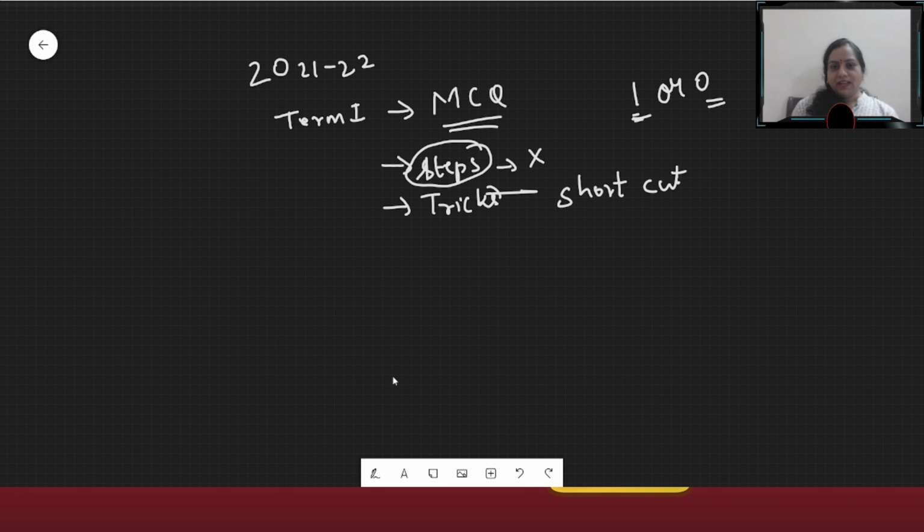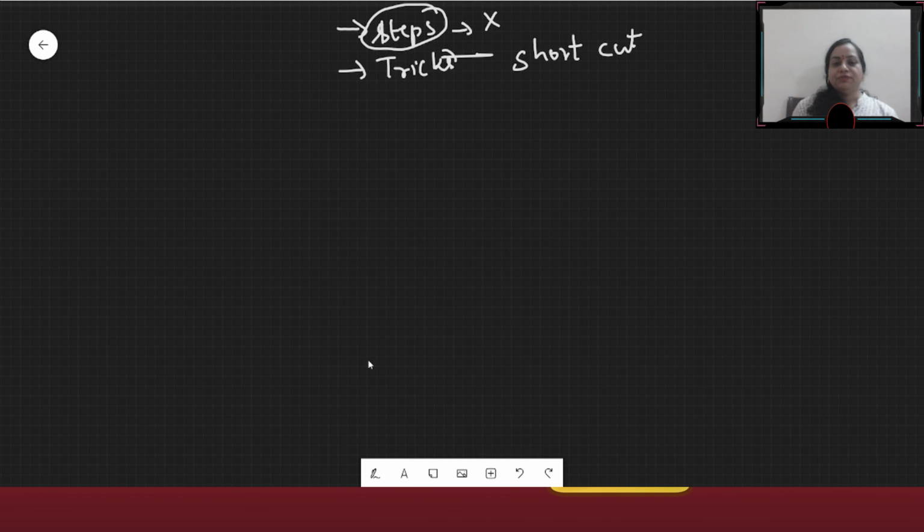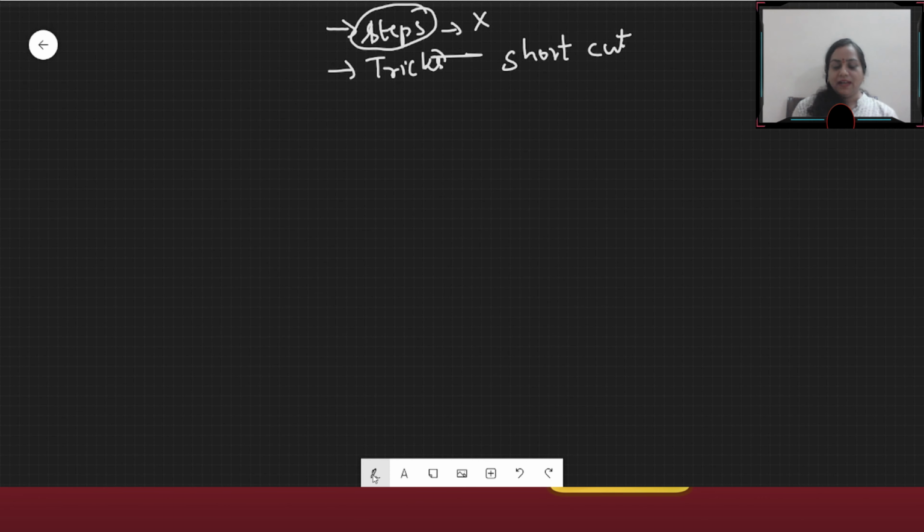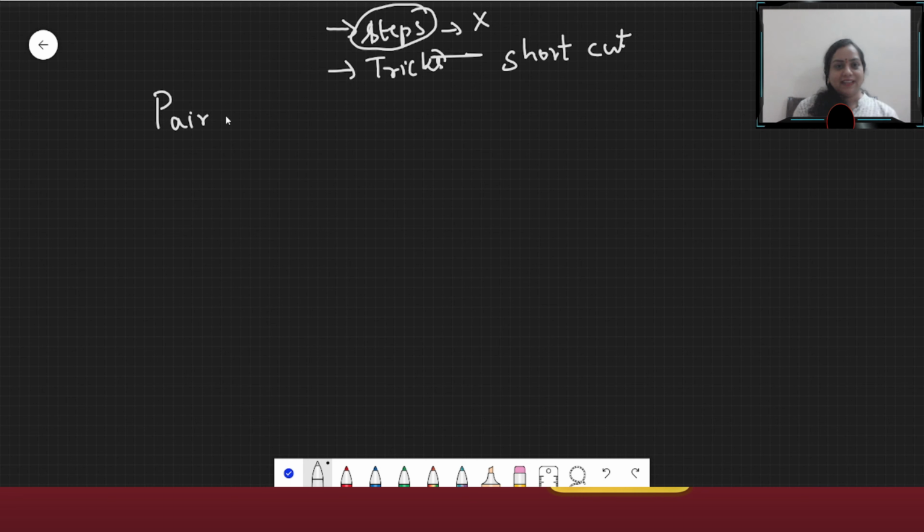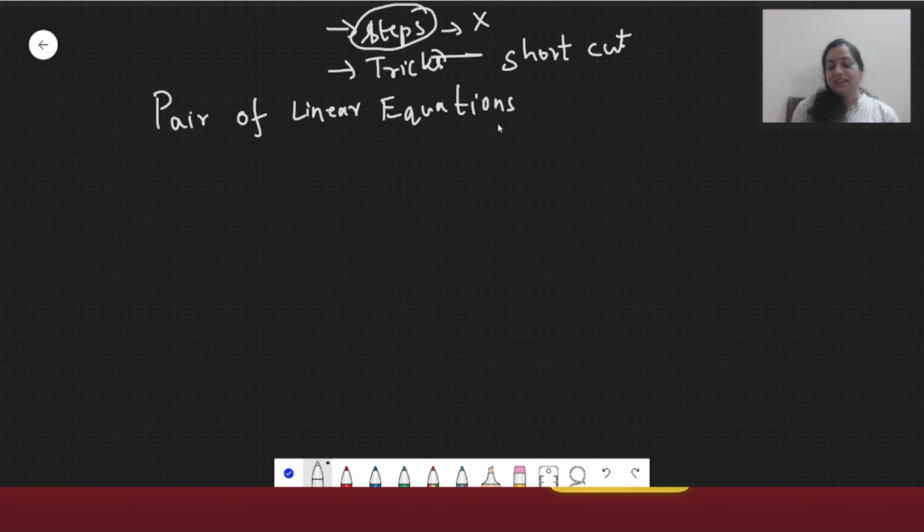Okay, so today I have come up with one of the tricks which we are going to apply for a very interesting chapter which you have in your 10th grade, which is pair of linear equations in two variables. This is a chapter in which so many methods are given to find the solution for a pair of linear equations in two variables, right?